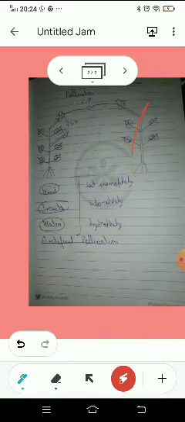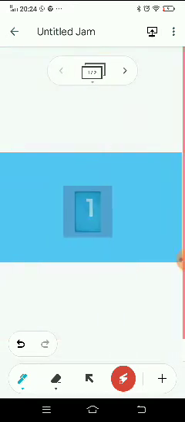Now let me explain its process. For example, there is a flower. For example, this is a flower. Wait a minute, for that I have to go to my previous frame, sorry.